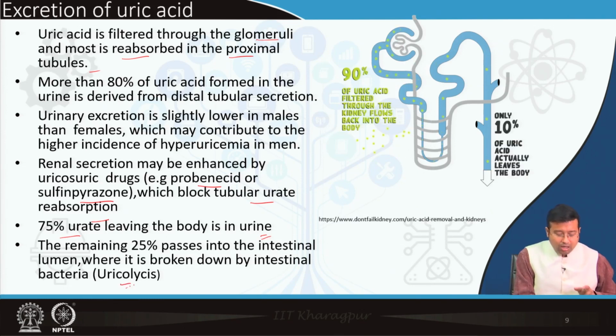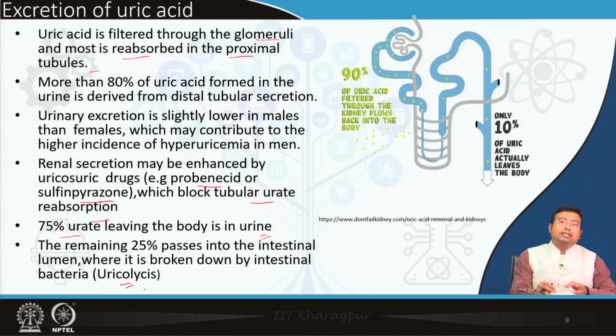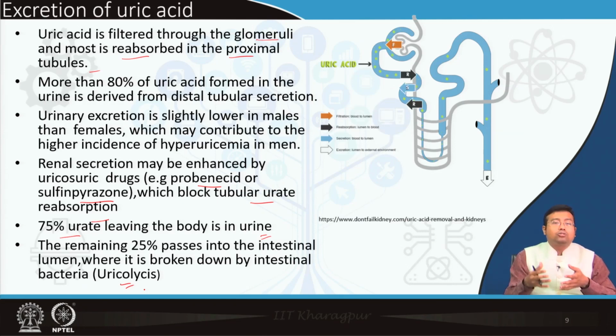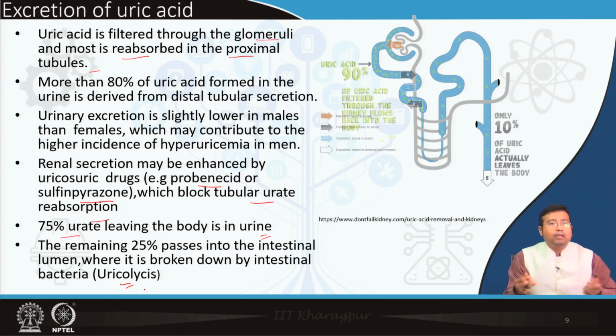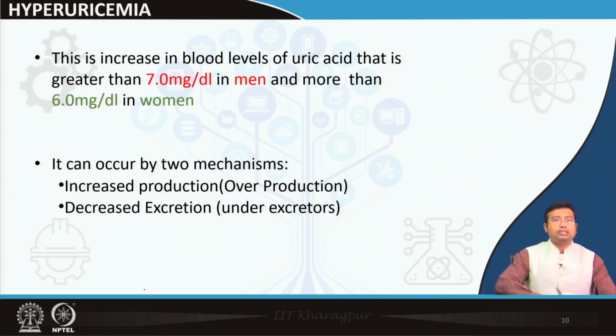That process is known as uricolysis. So, again, uric acid is filtered, and the majority is reabsorbed. Most uric acid is also secreted, a high amount is secreted, and that secreted amount is actually almost 3/4 of the uric acid leaving the body via urine, and 1/4 is actually metabolized or broken down in the gut via intestinal bacteria.